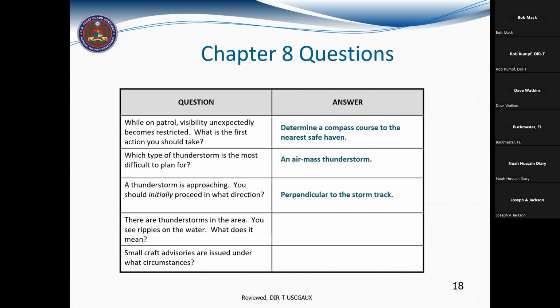There are thunderstorms in your area. You see ripples on the water. What does this mean? The storm was close. A downburst. Winds blowing toward the storm. Those are all important, but when you see the ripples, those are specific to what kind of burst? Downbursts.